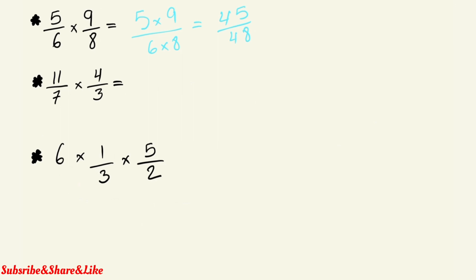Second one, we're going to have the same thing, we multiply the top and the bottom. We have 11 multiplied by 4, 7 multiplied by 3, and it's going to be 44 over 21.